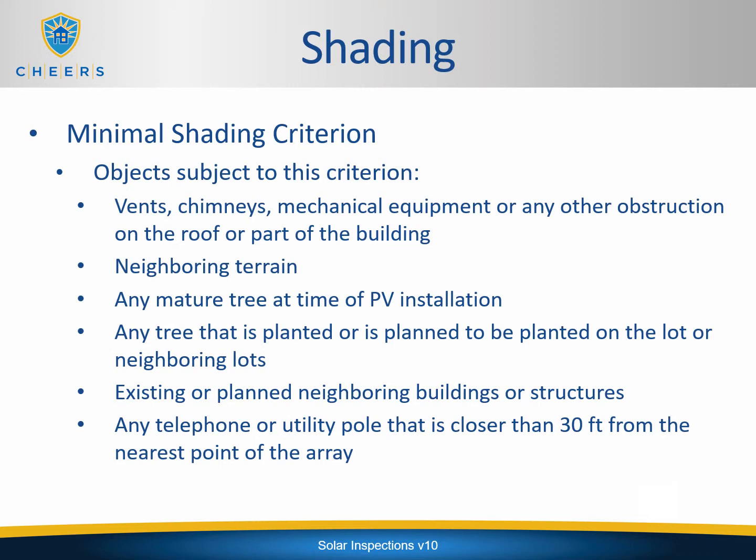Objects that are subject to this criterion include, but are not limited to, vents, chimneys, mechanical equipment, or any other obstruction on the roof or part of the building, any neighboring terrain, any mature tree at time of the PV installation, any tree that is planted or is planned to be planted on the lot or neighboring lots that is not yet mature, existing or planned neighboring buildings or structures, and any telephone or utility pole that is closer than 30 feet from the nearest point of the array.